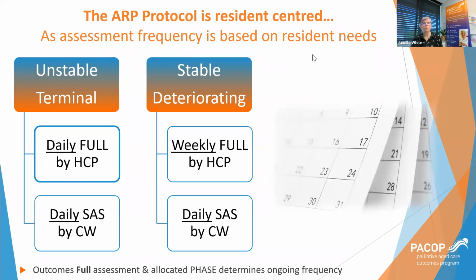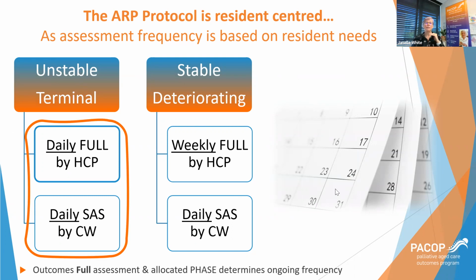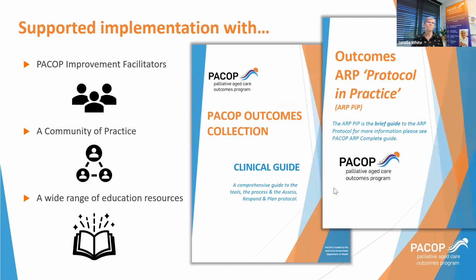So the ARP protocol, as mentioned, is resident-centered, as all assessment frequency is based on their needs. And we've already talked about that every day their distress or concern from symptoms is monitored on a daily basis once they're in outcomes. And then healthcare professionals will assess weekly or daily, as I mentioned, depending on if they're in the unstable or terminal phase, that will be daily, because it is driven by resident need.